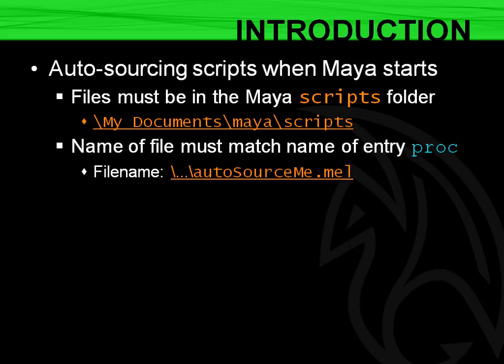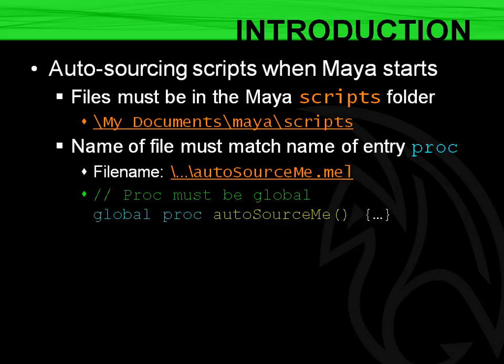source that file first. So, for example, let's say you had a file called AutoSourceMe, and then you created a global procedure inside that file, autosourceme.mel, with the same name minus the .mel at the end. In other words, the file is autosourceme.mel, and the name of my procedure is autosourceme. If you put this script into the My Documents Maya scripts folder, as soon as you launch Maya, you will be able to run the autosourceme command. It'll automatically be sourced in memory. In other words, as I said, available in memory to use.